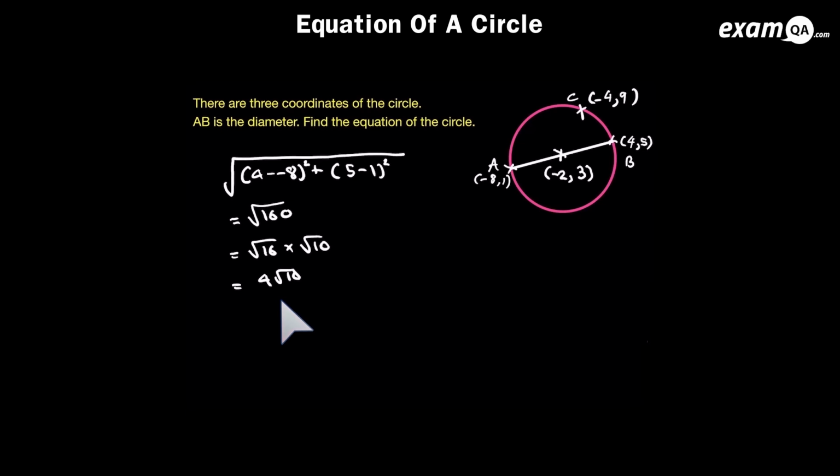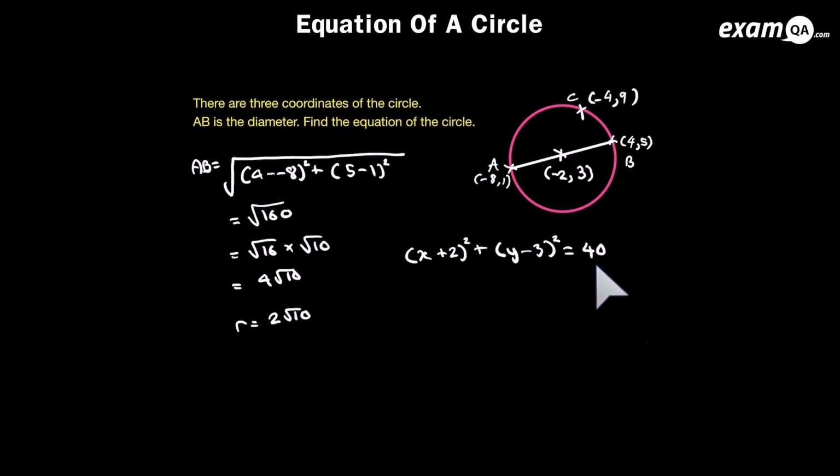And remember what we worked out is the distance between A and B. So that's the length of the diameter. We need to half this to get the radius. So we can simply now write the equation of this circle. It's going to be x minus the x coordinate, which is minus 2, and that ends up being plus 2. And it's going to be y minus the y coordinate. Now it's going to be equal to the square of the radius, and that's going to be 40.